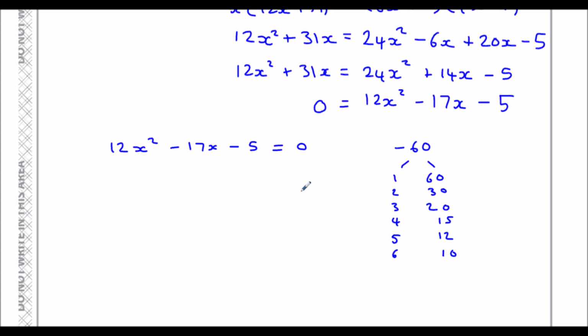So how can I make a 17? Well, I've got two ways actually. We've got the 3 and 20 or the 5 and 12. How can I make a minus 17? So they need to multiply to make a minus 60 and add to make a minus 17. It's going to be plus 3 take away 20. Plus 3 take away 20, multiply to make minus 60, and add to make a minus 17. Okay, so there's different ways of doing it from this point.